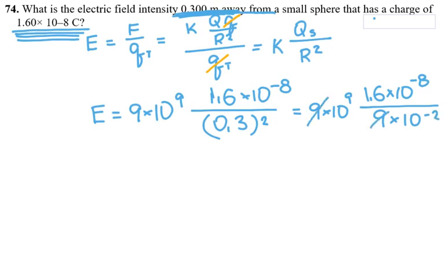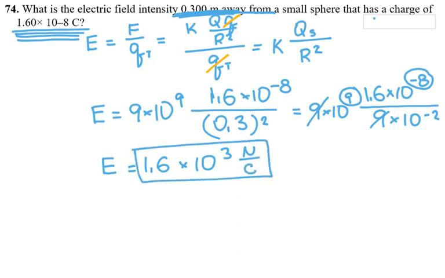So the 9 and 9 cancel, so the electric field is going to be equal to 1.6. The 9 and the negative 8 will give me 1, and the negative 2 will go to the top and become a positive, so that gives me 10^3, measured in newtons per coulomb. So it's 1.6 kilonewtons per coulomb.